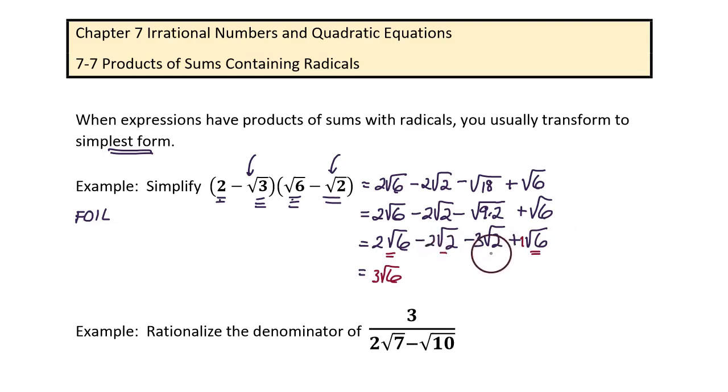And this one and this one are like terms. They both have a square root of 2 in them, so we can combine. Negative 2 minus 3 makes negative 5 square root of 2. This is just like combining variables. It's just that they're radical symbols instead of letters such as X or something.